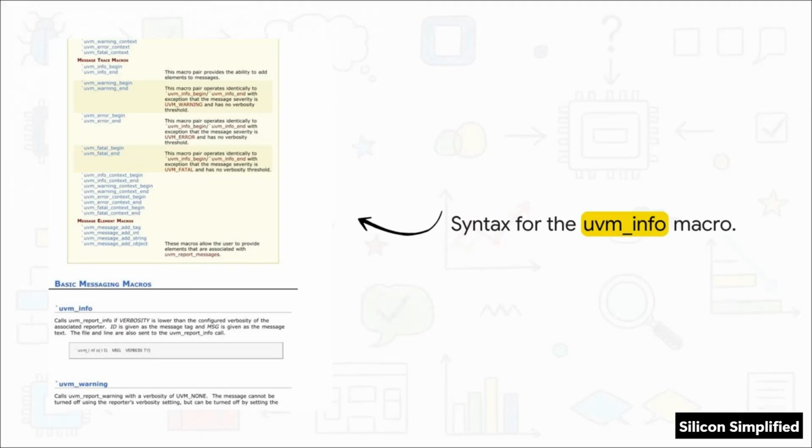For the basic `uvm_info` macro, you just need 3 things. An ID string, which acts kind of like a tag, a message string detailing what actually happened, and a verbosity level. That ID string is a real game changer because it allows you to easily filter messages by specific categories or features within your testbench later on.